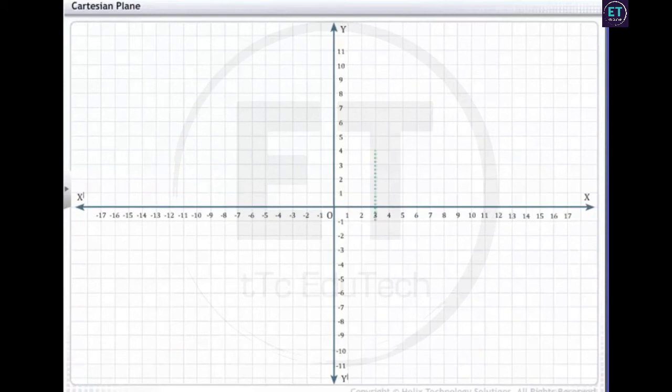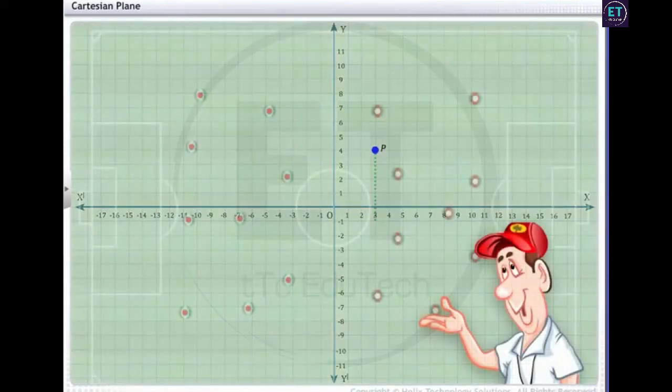Now, based on your knowledge of the Cartesian plane, can you identify the coordinates of the player P on the football field? Refer to the perpendicular lines drawn by the coach from point P on X and Y axis. The lines meet the X axis at 3 and the Y axis at 4. Therefore, the position of the player P is at (3, 4), which lies in quadrant 1.